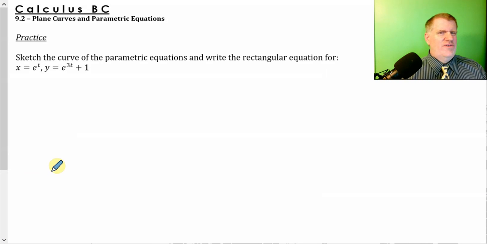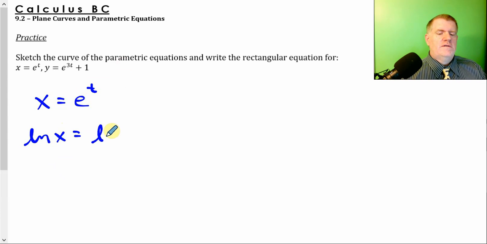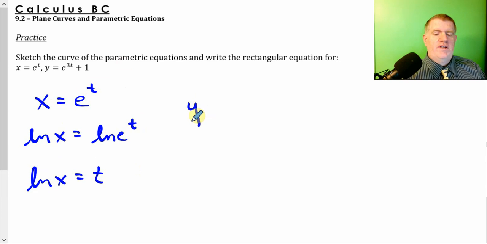Now, what does our rectangular equation look like? Okay, so we have the same process. I'm going to solve this for t, so we're going to do a little natural log here. So when all's said and done, t equals the natural log of x. So I'm going to plug it in here and see what we get. So t is the natural log of x, plus 1.